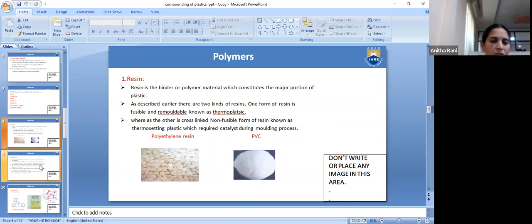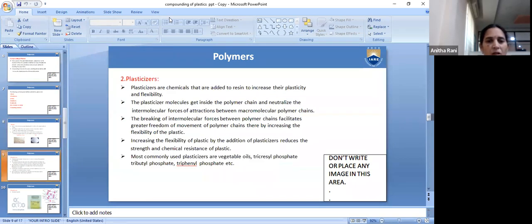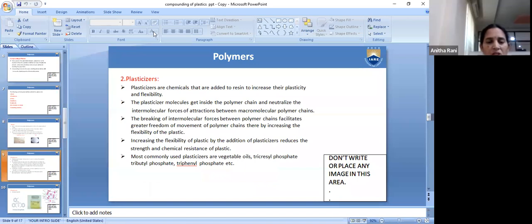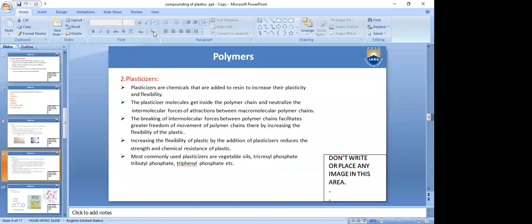Okay, the second point is plasticizers. Only 50 are there. Hari, Seer? Yes, ma'am. Important class, ma. Compound plastic. Send one message again. Okay, na? Only 15 students are absent.